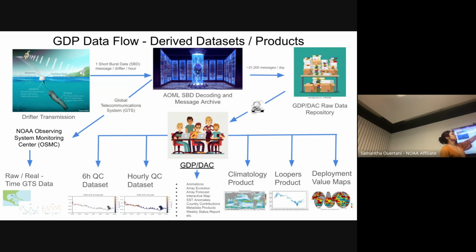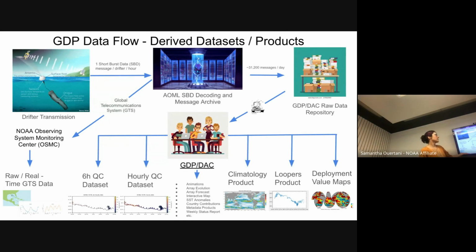Going back to AOML, then after we decode the messages, we're looking at roughly 31,200 messages a day, and that is sent to our raw data repository, where our team, the Global Drifter program, performs some heavy crunching, and we also perform some quality control procedures, which results in our first two data sets, the 6-hourly and the hourly quality control sea surface temperature and velocity data sets. From our QC data sets, then we're able to derive some products. So we have our climatology product, our loopers product, and our deployment value maps, just to mention a few.